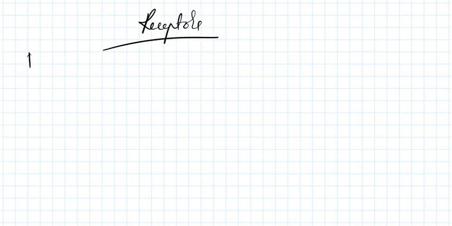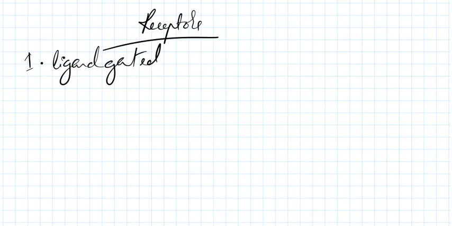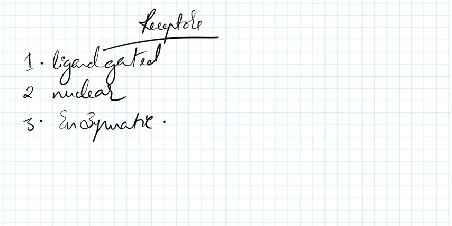Okay, next we'll go to the next topic, that is receptors. We'll just make it fast. Receptors, what are different types of receptors? First one is ligand gated receptors, and second one is nuclear. Third one is enzymatic. Fourth one is G protein coupled receptors, GPCR. Okay, G protein coupled receptors, right?